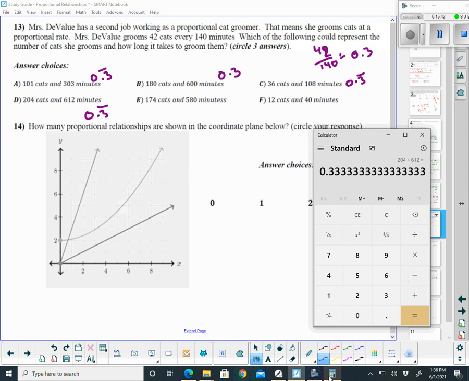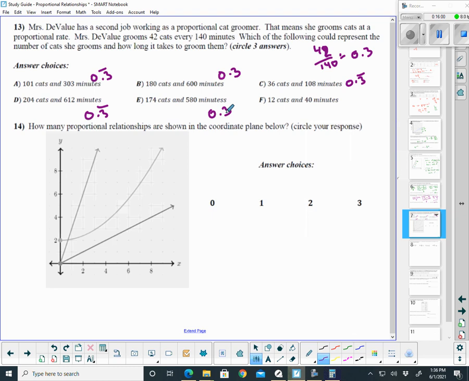174 divided by 58. Oops. Ignore what I just did. I just made a mistake. 174 divided by 580. That's just 0.3. And 12 divided by 40.